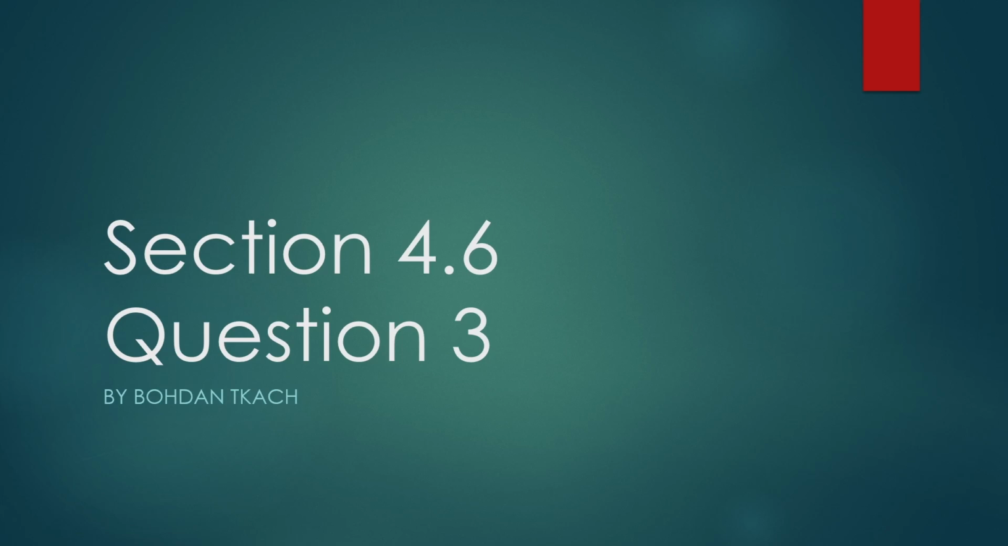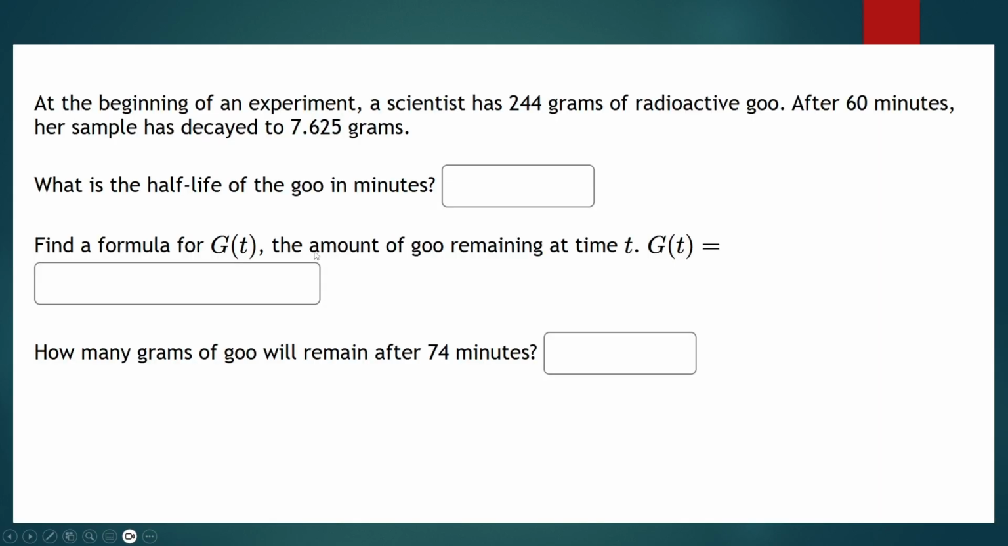Hello everybody, my name is Bo and this is section 4.6, question number 3. The question reads, at the beginning of an experiment, a scientist has 244 grams of radioactive goo. After 60 minutes, her sample has decayed to 7.625 grams.